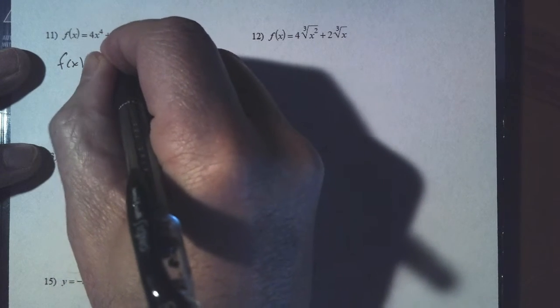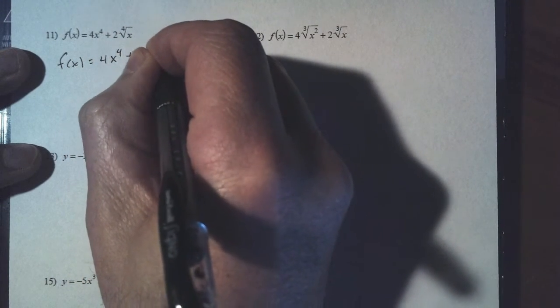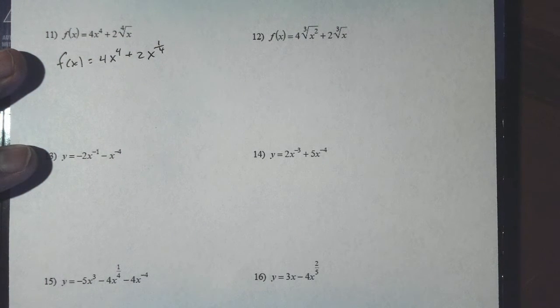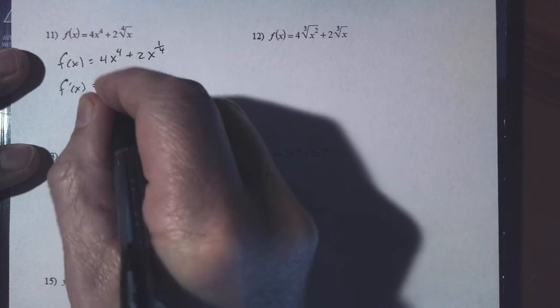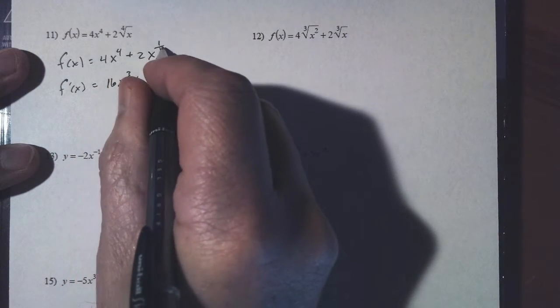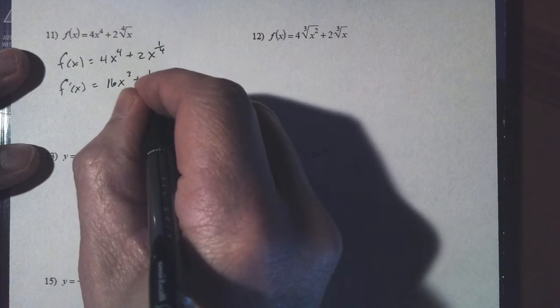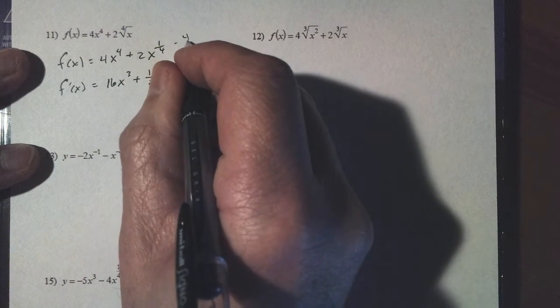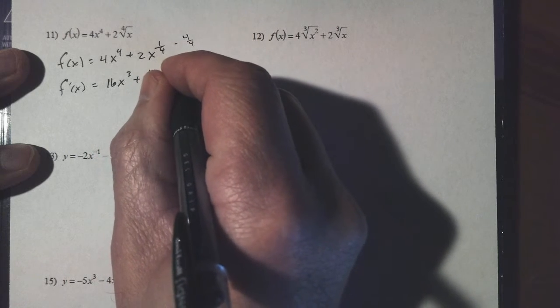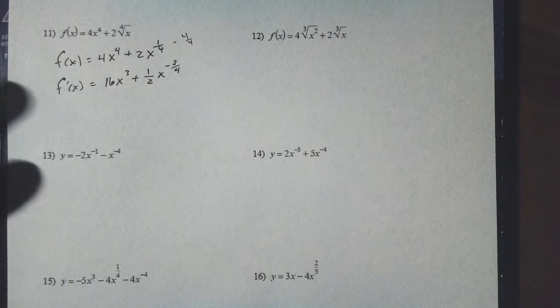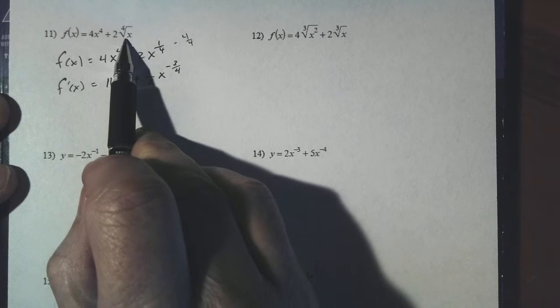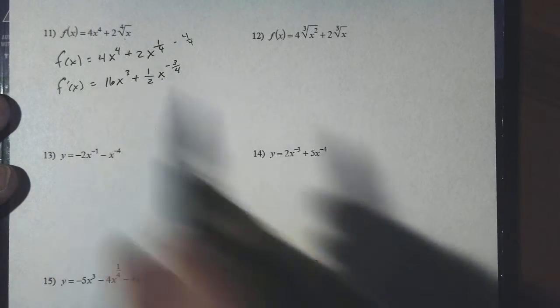So f of x is 4x to the 4th plus 2x to the 1/4. Maybe you'll get comfortable where you don't need to show that step, but probably not a bad idea as you're starting out. F prime, the slope formula, 4 times 4, 16x, reduce, plus 2 times 1/4, 2/4 or 1/2 x to the, subtract 4/4, -3/4. And I wouldn't be surprised if the solution guide has this as radicals, but we're in great shape if we can do this for right now.